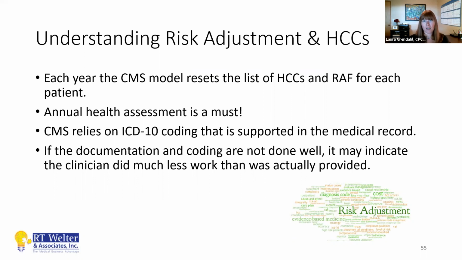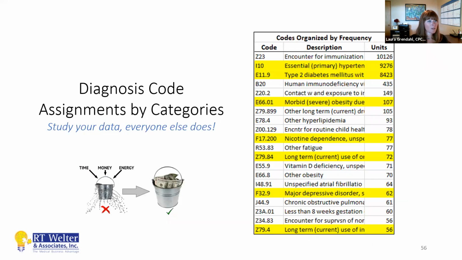Here's just 4 really good takeaways for risk adjustment and understanding it, understanding what it does, and the HCCs. Okay, so again, we're going to talk about analyzing your data and the frequency of coding. Again, we're going to look at these unspecified codes, or kind of these codes that we want to focus on.